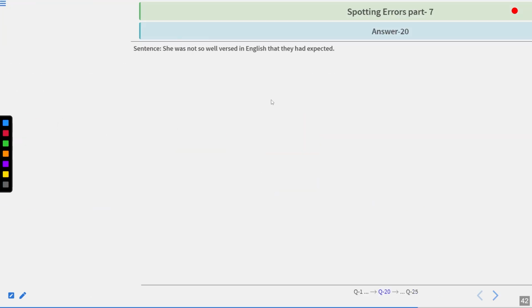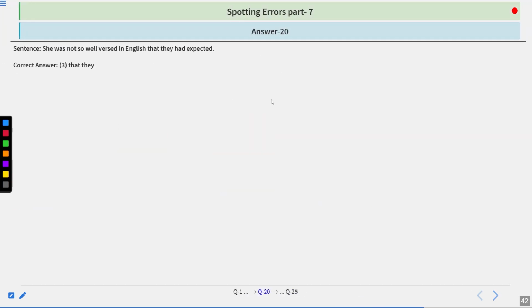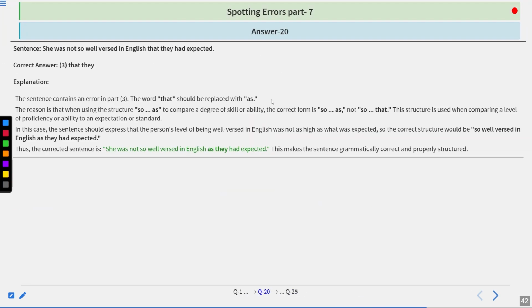I hope you have answered. The correct answer is option number 3, that they. The explanation is the sentence contains an error in part 3. The word that should be replaced with as. The reason is that when using the structure so as to compare a degree or skill or ability, the correct form is so as, not so that. The structure is used when comparing a level of proficiency or ability to expectations or standard.